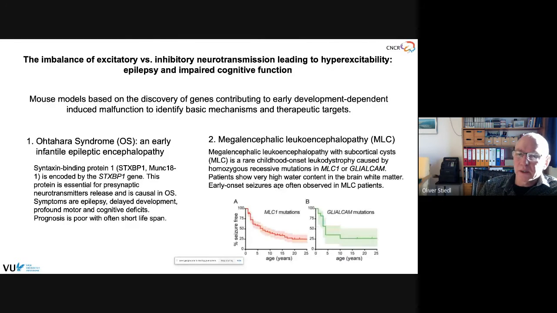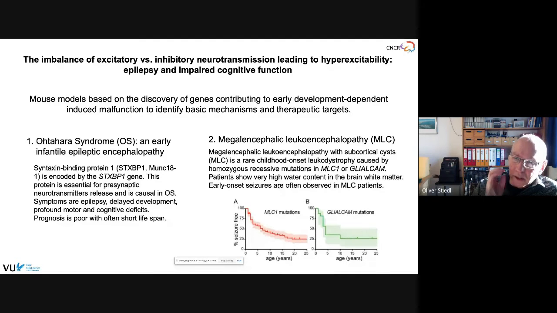And the second one is megaencephalic leukoencephalopathy, which is MLC. There is a group in our university working with these patients, which is a form of vanishing white matter disorder. The vanishing white matter disorder is a disorder where patients have a decline. It's often picked up by imaging, a decline in the white matter, which is a demyelination.